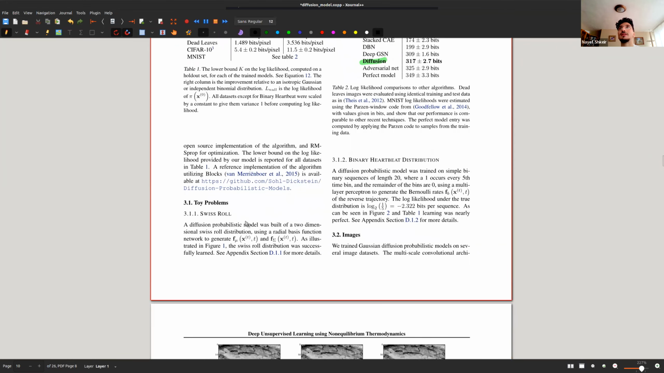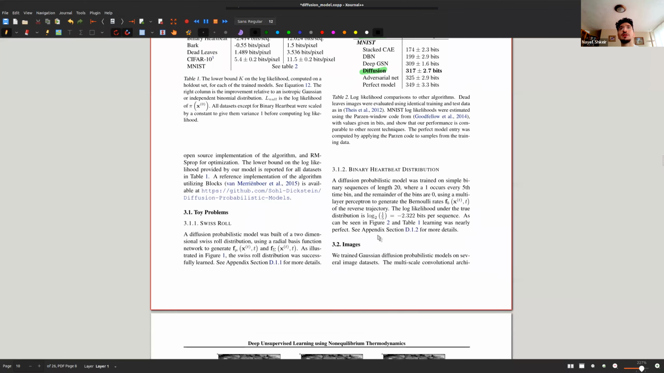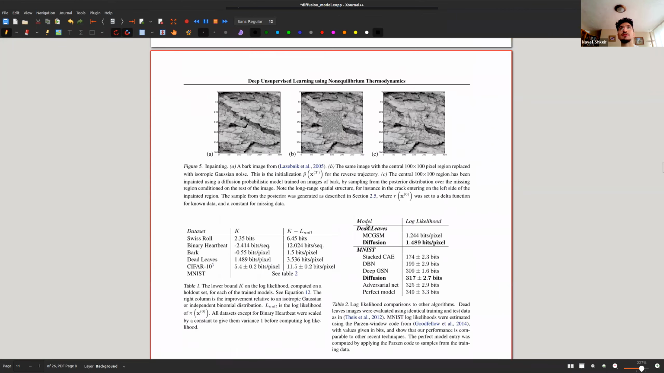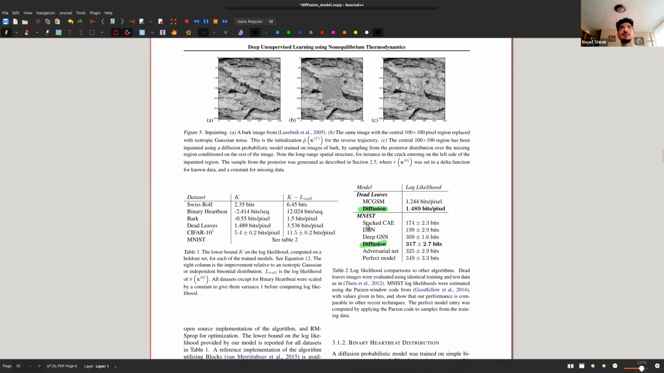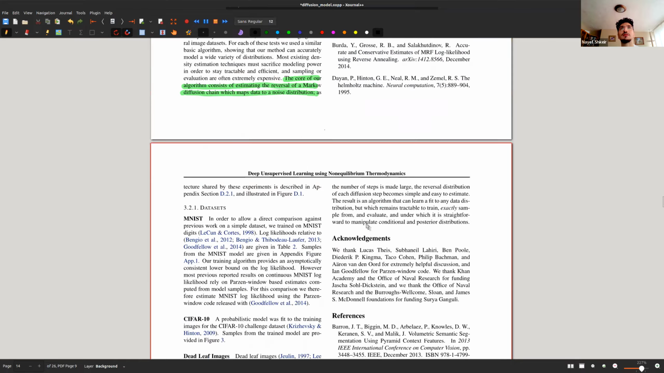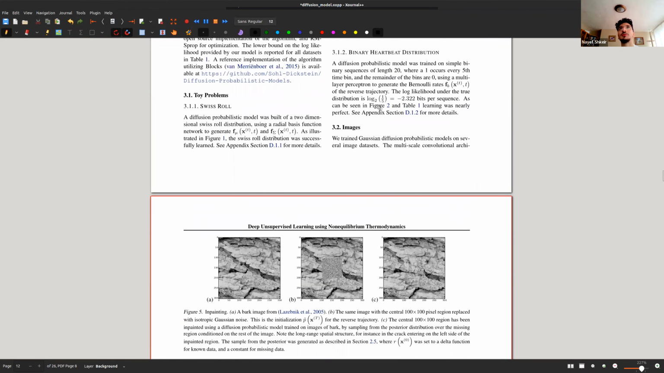Oh yeah, and like mentioned before, they do the Swiss roll problem too, where they generate the mean and sigma, and it was successfully learned. And they do a binary example where they generate, I think, the image for heartbeats. No, I can't find it now. But yeah, they do a binary problem as well.